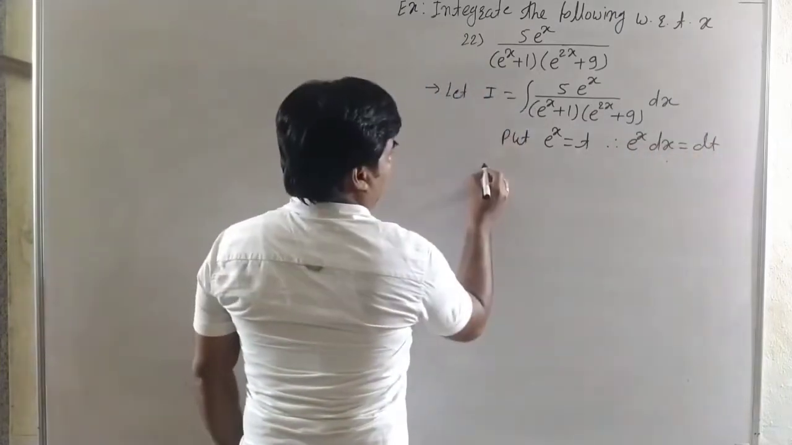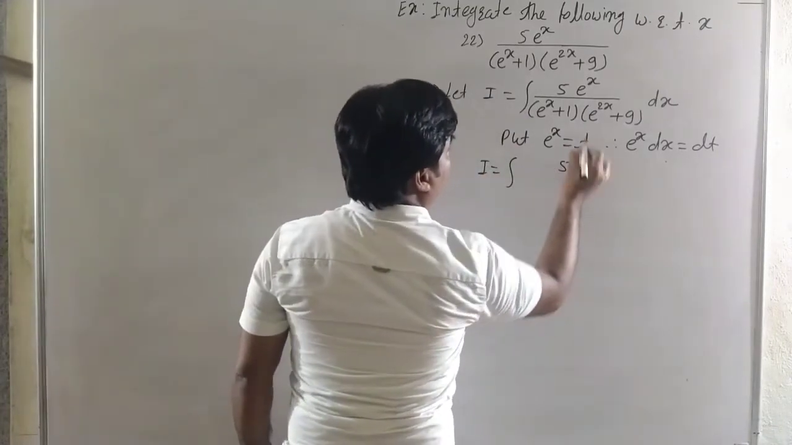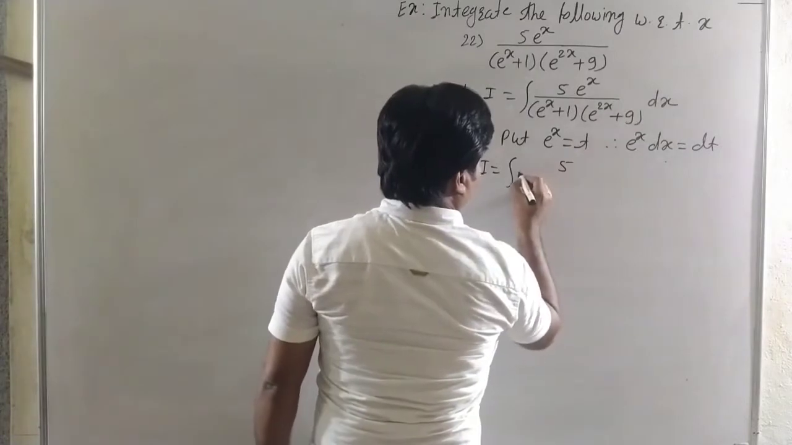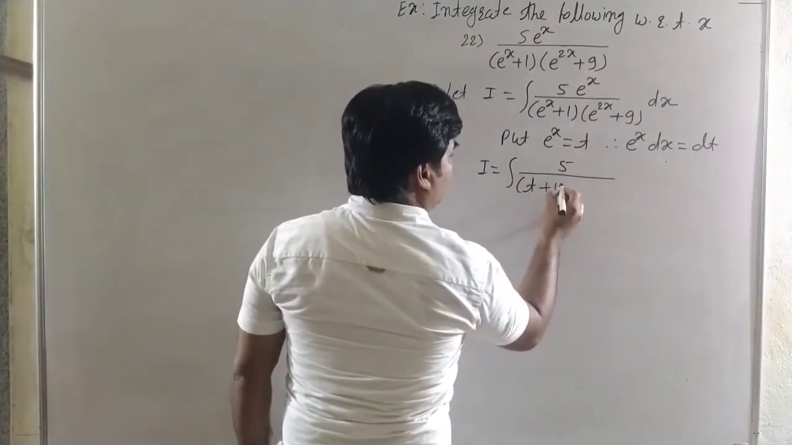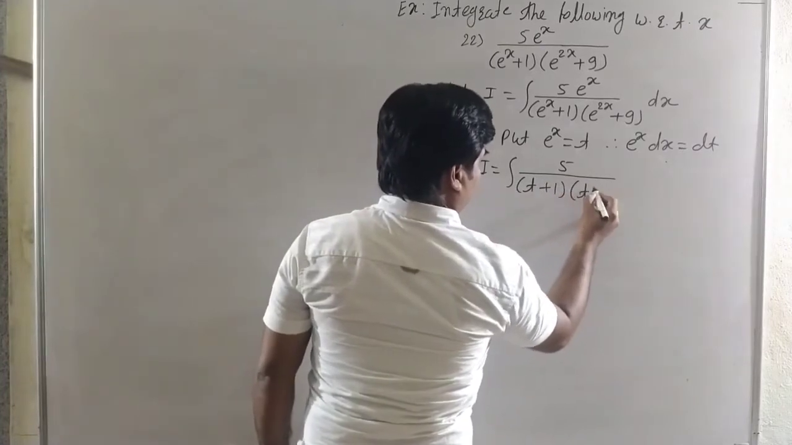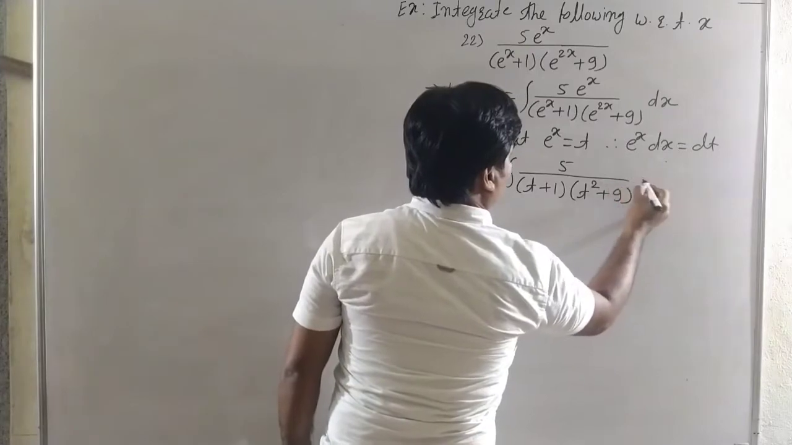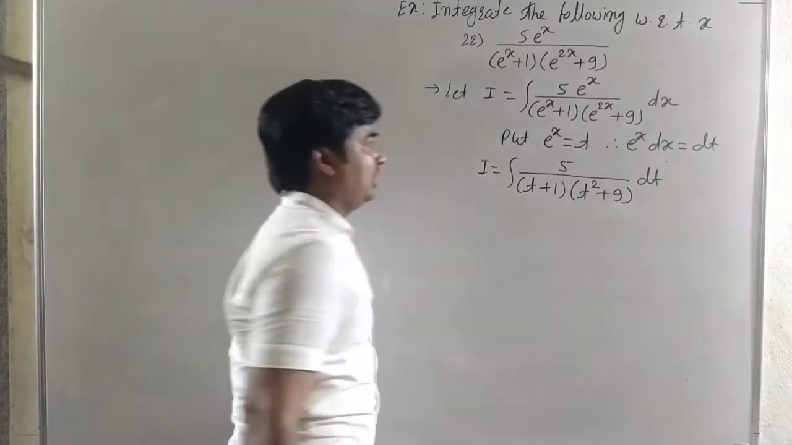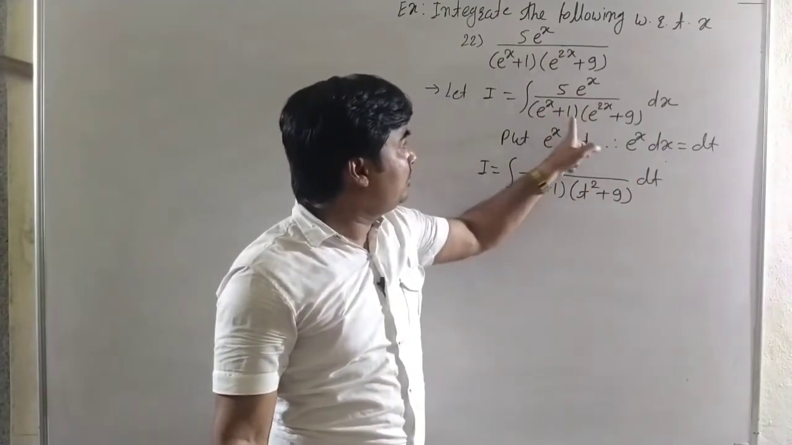Now our integral becomes: here 5, and e^x dx we can write as dt, upon (t + 1) into (t squared + 9), dt. Okay, here e^x dx is dt, 5 upon (t + 1) into (t squared + 9).